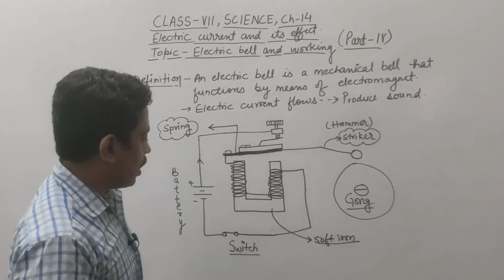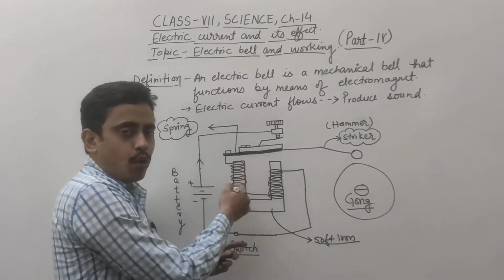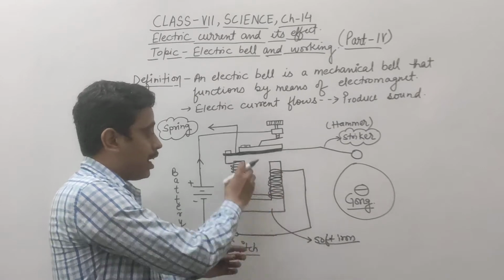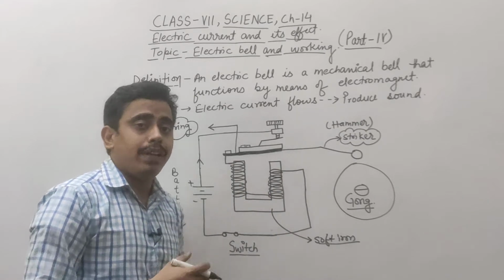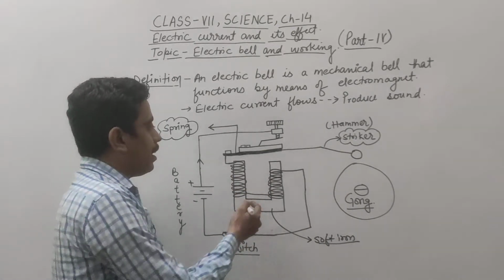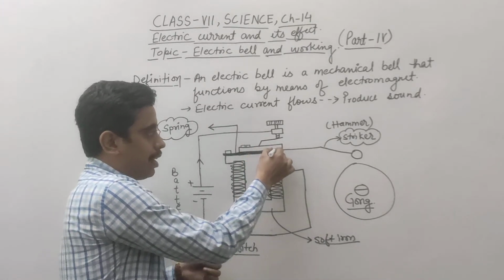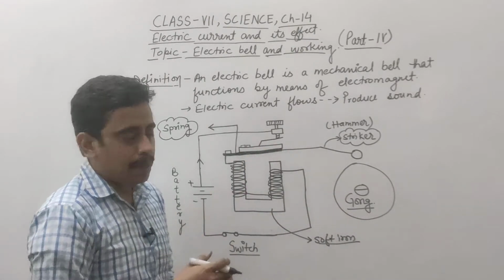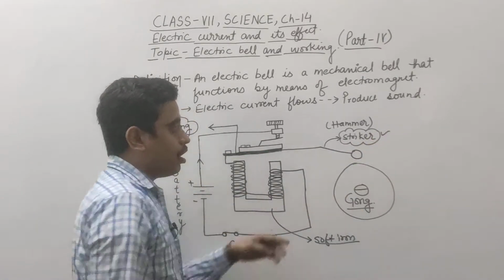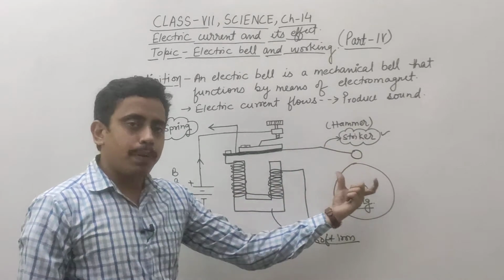Now let's see what happens when the switch is on. As the switch is on, the electric current starts flowing through these coils, and when the electric current flows through this iron object, it starts behaving like a magnet. When it starts behaving like a magnet, it produces a magnetic field, and it attracts this particular arrangement, which is also known as the clapper. It will attract the clapper towards itself, due to which this striker or hammer will strike the gong. As it strikes the gong, the ringing sound is produced.